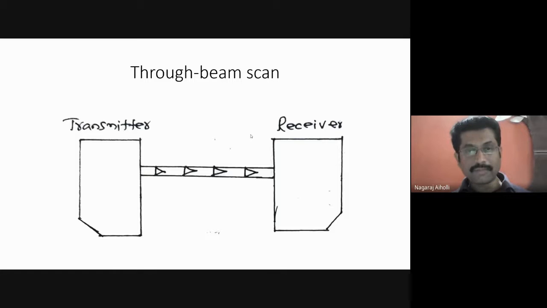The object will be placed in between the transmitter and the receiver. There is interference of the input signal, and it is transmitted to the receiver. The receiver will receive the signal. As the object which is in between the transmitter and receiver absorbs certain energy, the received energy will be less, and hence it will be able to detect the presence or the absence of the object.